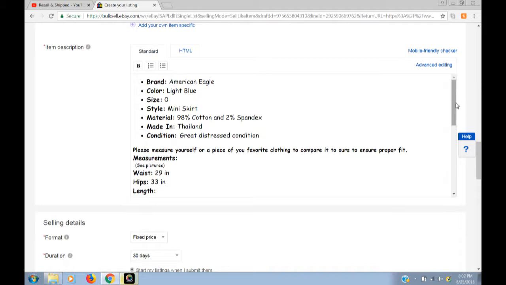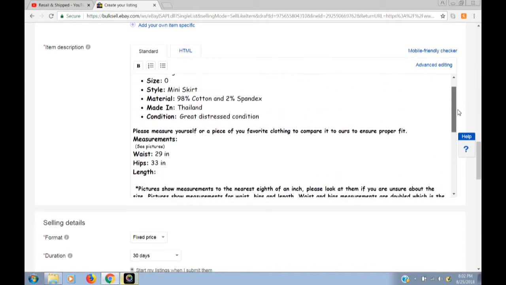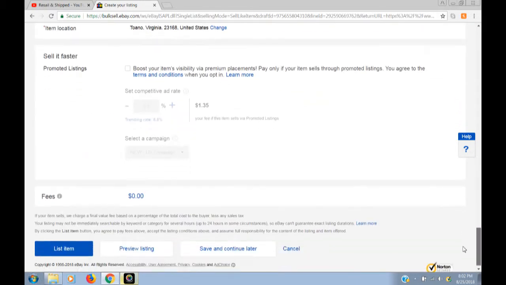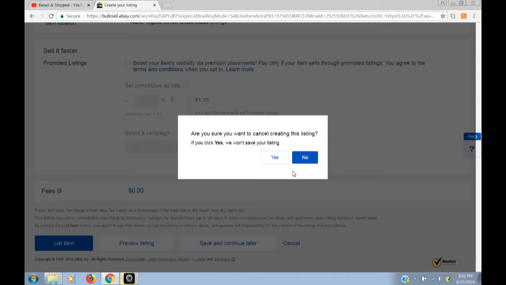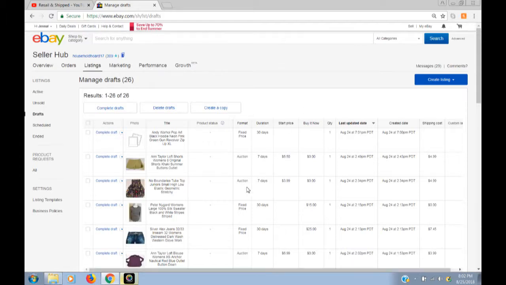But I have almost all of the information in here. The only reason I didn't list this is because I did not have the length. So I really need to just try to get stuff listed a lot faster. So then I can just cancel this. Are you sure you want to cancel this listing? Yes, because it wasn't saved anyways.